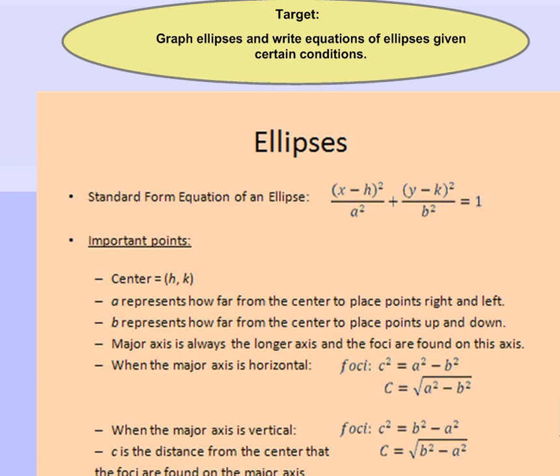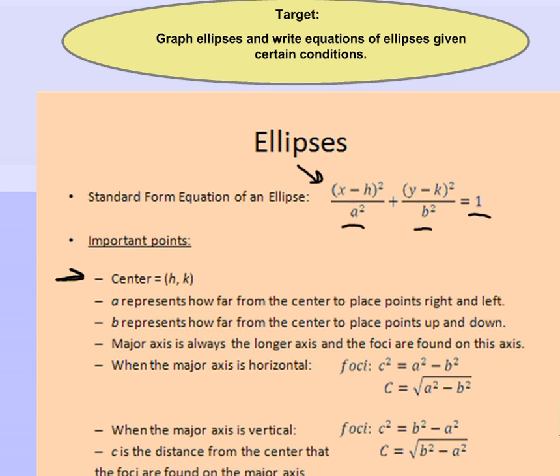All right, a lot of information on this page. First off, the standard form equation of an ellipse. An ellipse is found by taking (x minus h) squared over a squared plus (y minus k) squared over b squared equals 1. So look at how they're being divided by these values. An ellipse will always equal 1. Always equal 1.